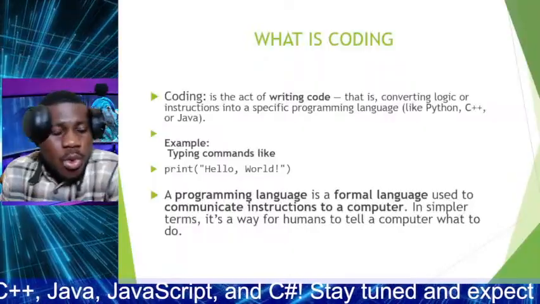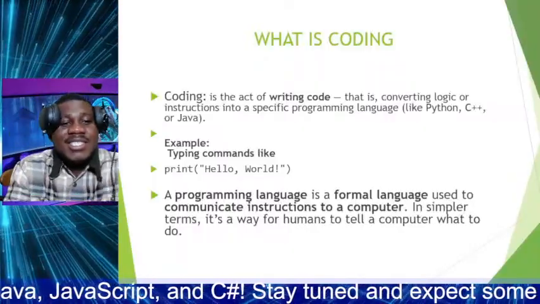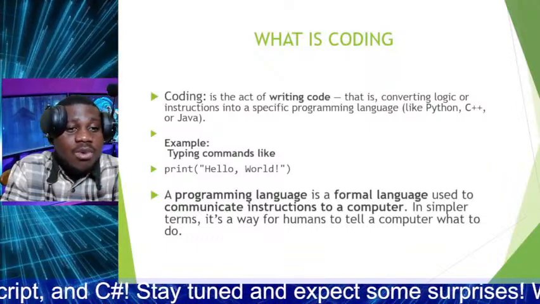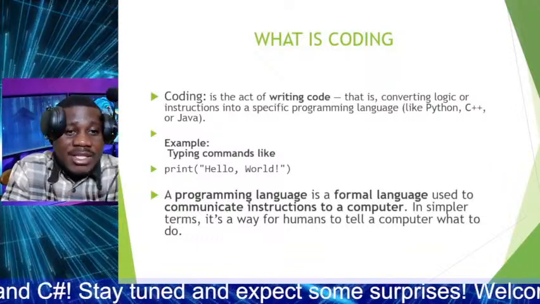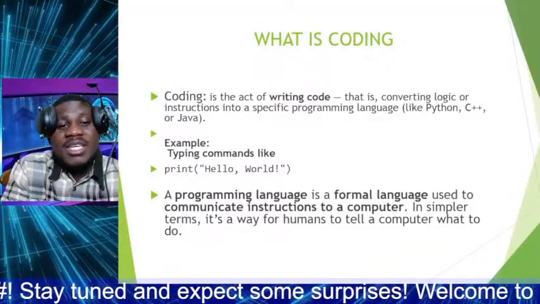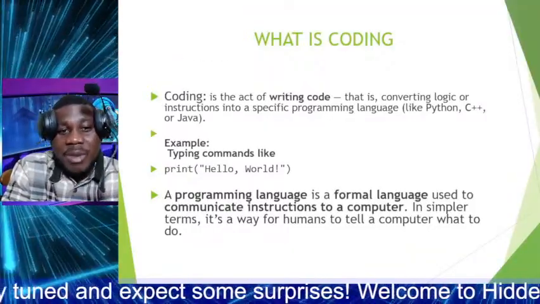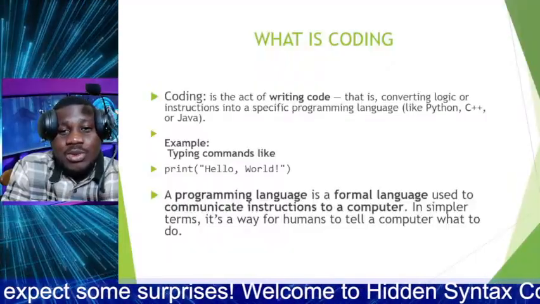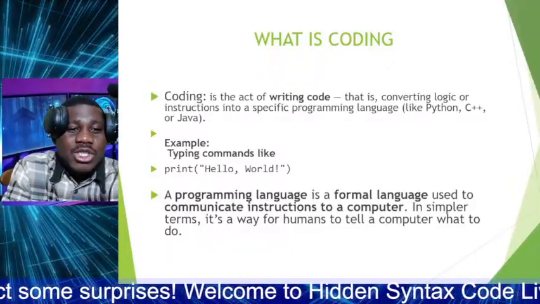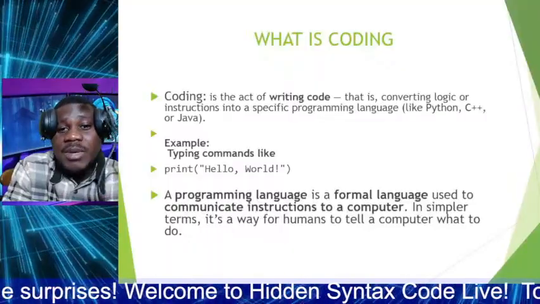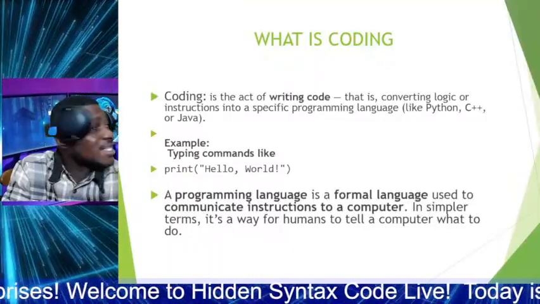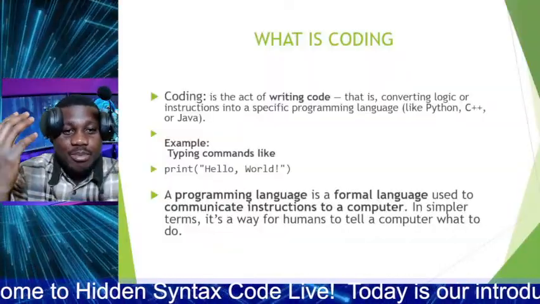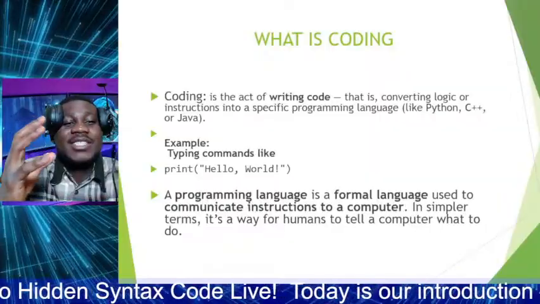So what is coding? We have been using programming and coding in different ways. Though programming is in the form of coding, when you say coding, it is the art of writing code, that is, converting a logic or instructions into a specific programming language like Python and Java. So the moment we say coding, it is the art of writing code.